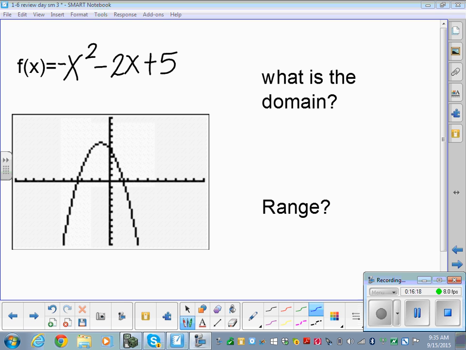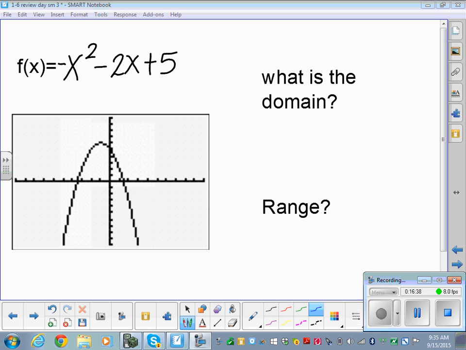So it says, given this function, f of x is equal to negative x squared minus 2x plus 5, we have to know the domain and range. Okay? So I took a picture of my calculator. That's the first thing I do, is graph it. I took a picture of my calculator screen. So if we were to go to our calculator and type into the y equals negative x squared minus 2x plus 5, we would get this function.